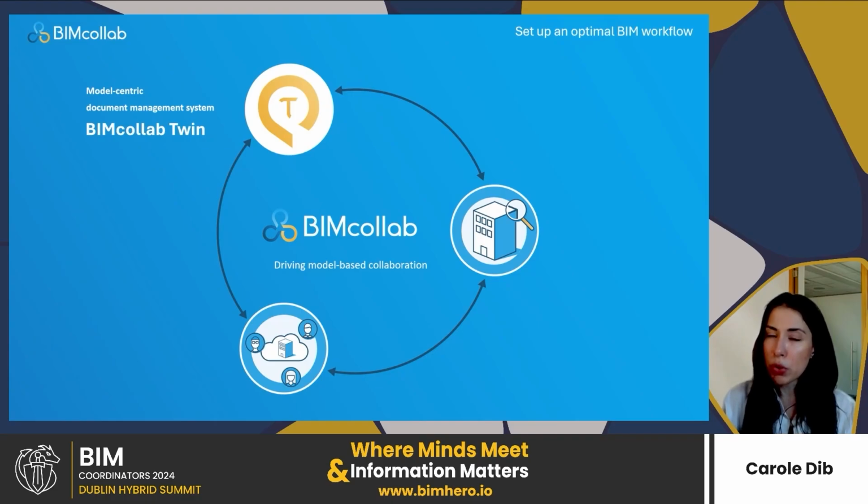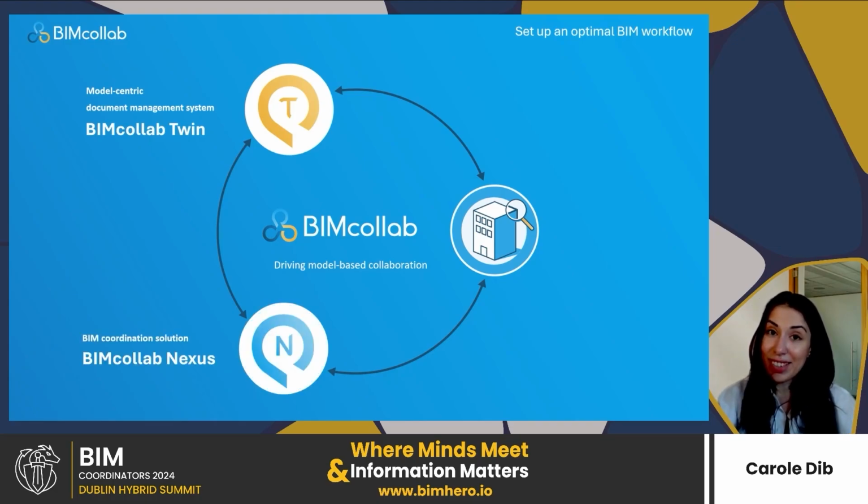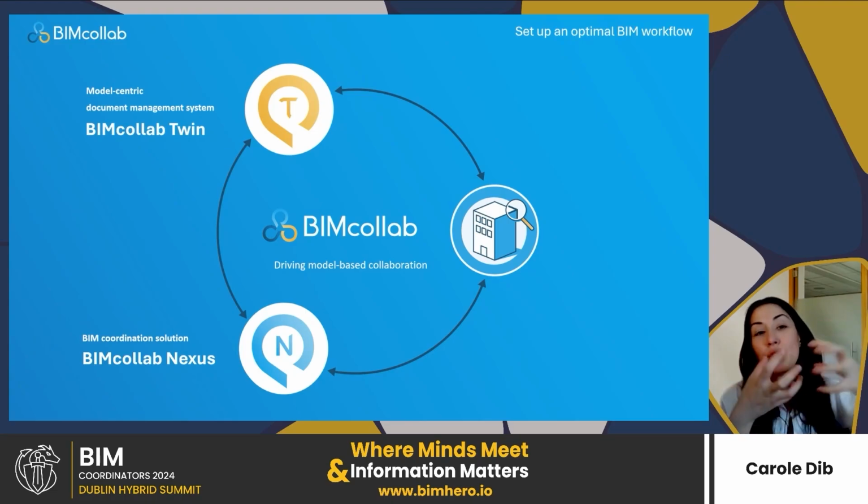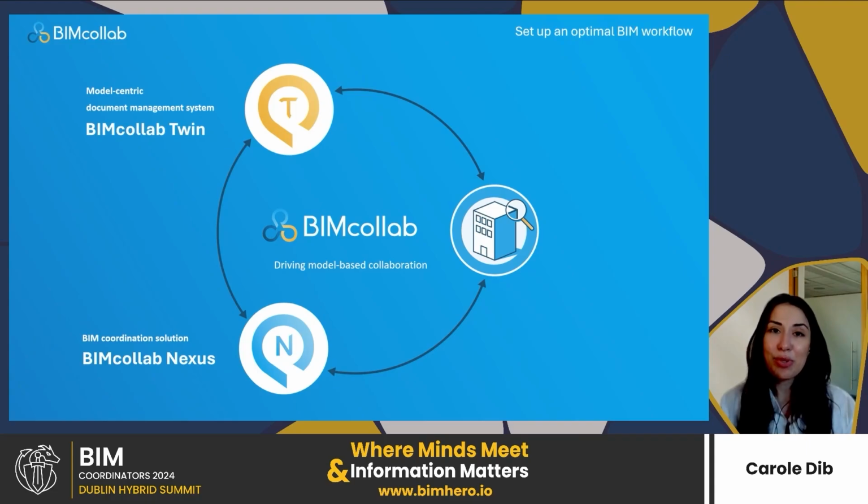And also, most importantly, it allows you to link documents to the models itself, which makes it a complete solution in that sense. Second of all, there's BIM Collab Nexus. So the second module, which interacts, of course, very closely with BIM Collab Twin and allows you to coordinate with all the other team members, but this time using BCF, issue management, IDS, etc. So you have at your hands a complete BIM collaboration platform.